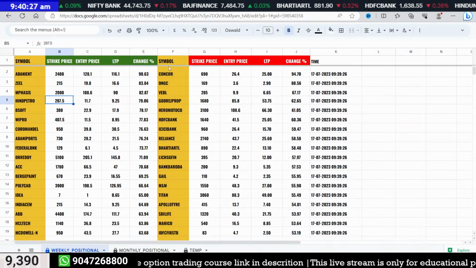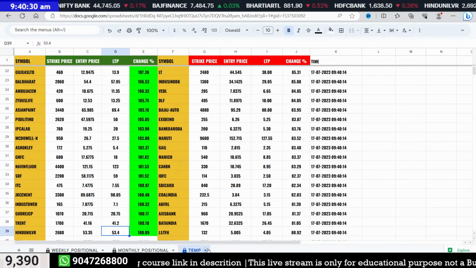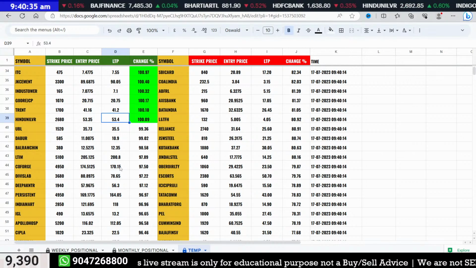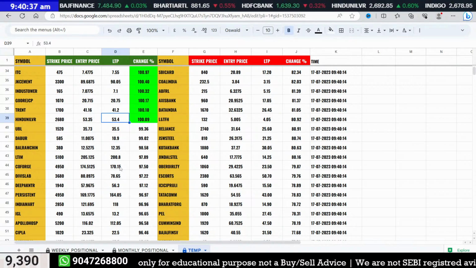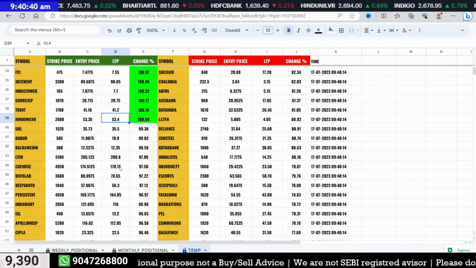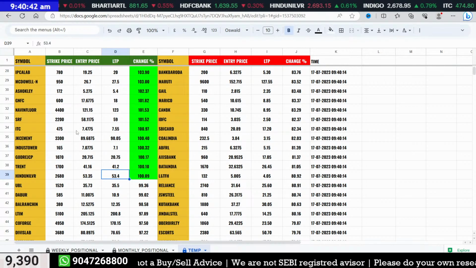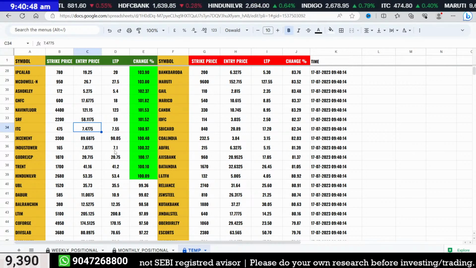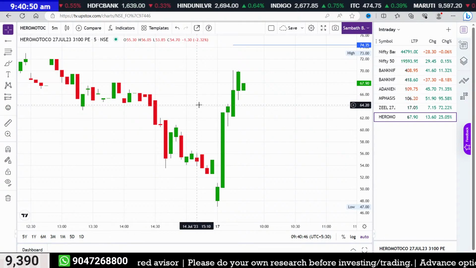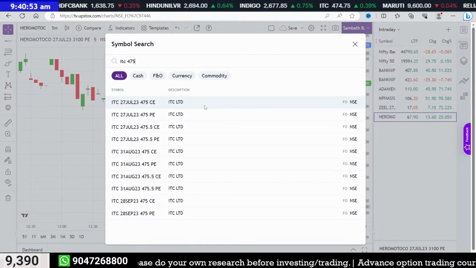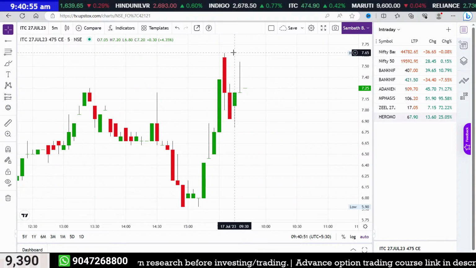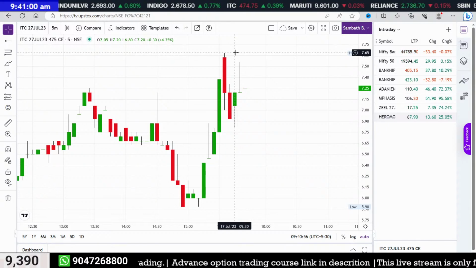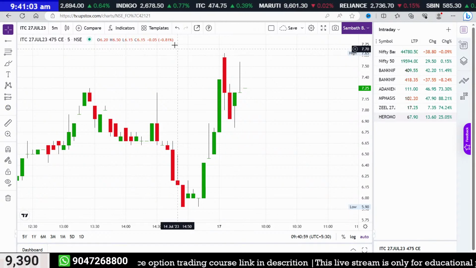And Hero MotoCorp, we are funding. So on this side, it's a temporary testing purpose. I think we have to find a good breakout. UPL, Dabur, LTI, GoForce, Divi's, Deepak Nitrite, and only positive stocks or quality stocks. Look at this ITC 7.4, and currently it is trading around 7.5. Look at this ITC 475. And it went up to 7.65 by the opening itself in the first 15 minutes. Simply avoid. And Zee Entertainment is now moving higher.